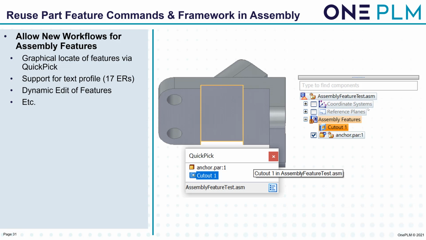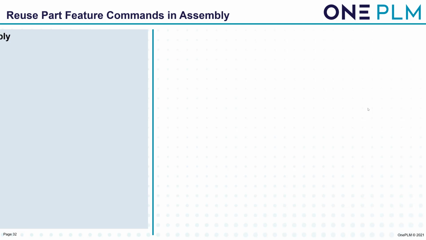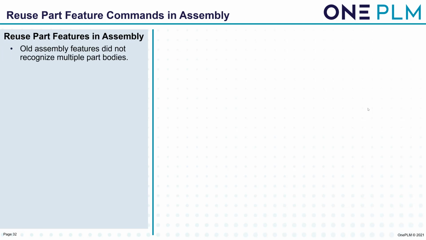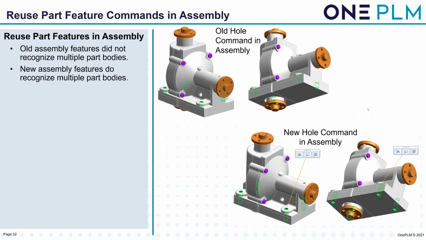So just some big improvements if you do a lot of assembly features, because there's only been the edit definition option. You've always had to go to your assembly features box. So some nice features, so it feels more like you're doing part modeling rather than doing a completely separate type of modeling. So reuse part features in assembly.